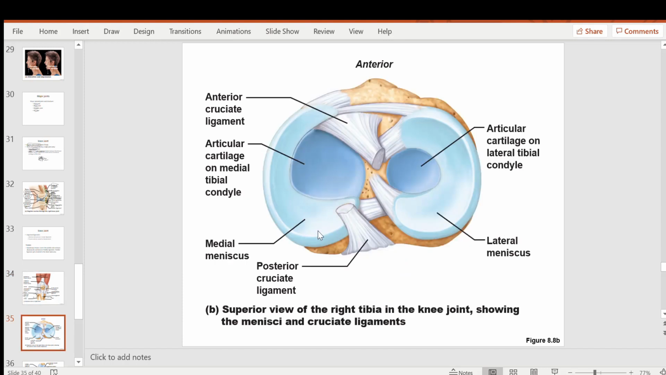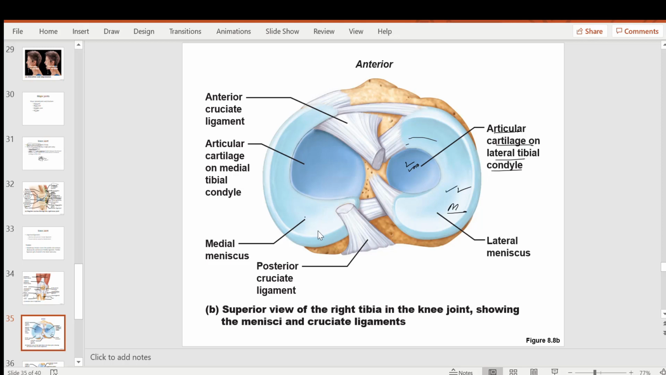Now the top of the tibia, the upper surface of the tibia, is covered by the articular cartilage, which is a hyaline cartilage, you remember, as well as a fibrocartilaginous structure around it, and this is called the meniscus. So this fibrocartilaginous structure is around the articular cartilage or hyaline cartilage, and this is called a meniscus.